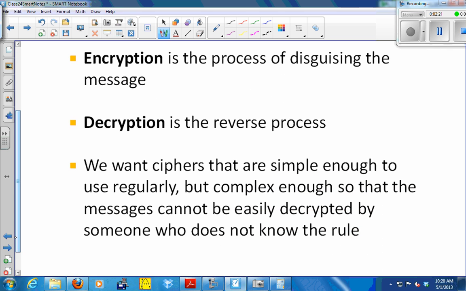Okay, so encryption is the process of disguising the message. Decryption reverses the process. It takes a disguised message and turns it into something that makes sense. We want our ciphers to be simple enough to use regularly. We don't want it to be ridiculously hard or time-consuming to disguise a message. But it needs to be complex enough so that the message can't be easily decrypted by someone who doesn't know the rule, right? Someone can't figure out what your rule is because it's too simple.